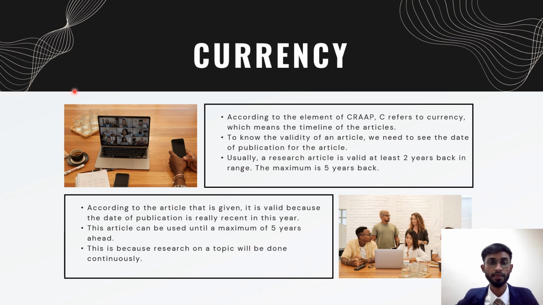The links given in the article are all functional, because all of them are accessible and we can actually see the authenticity of the links.